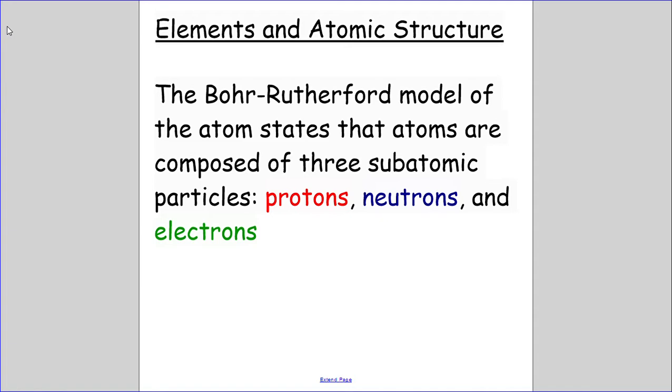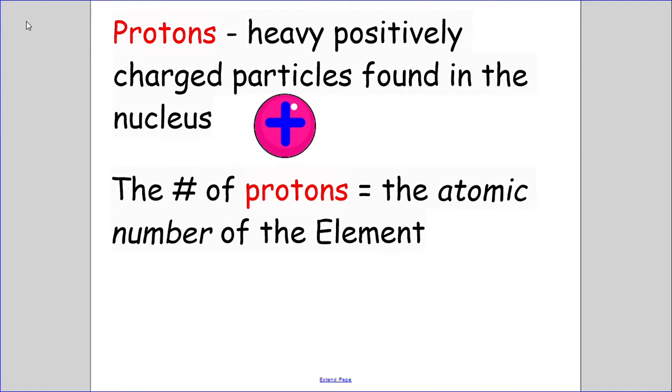So this Bohr-Rutherford model states that atoms are composed of three subatomic particles: protons, neutrons, and electrons. When we visualize this, protons are heavy, positively charged particles, and they're found inside the nucleus of an atom. Just like you would think with biology class, where the nucleus is the center of a cell, these protons are found in the nucleus of an atom. The number of protons equals the atomic number of the element. So if we look at the periodic table and see, for instance, that calcium has an atomic number of 20, that means it has 20 protons as well.